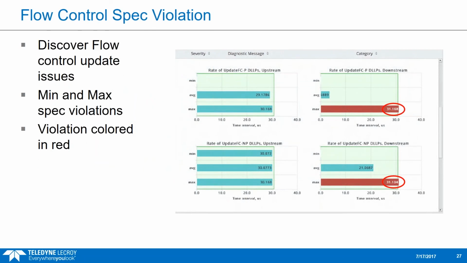Flow control spec violation. Once again, we're making use of graphs. And once again, you see the red right away over there on the downstream. This is the update flow control posted DLLPs, and we have the non-posted. Each of these is indicating that we're out of spec, and someone needs to look at this and try to fix it if possible, because this will cause issues later on.